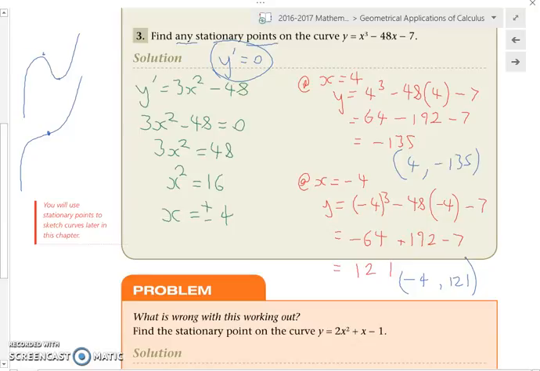Is that okay? Don't forget, when you get to this stage, once you've subbed in, calculator. Okay? Not a dirty word. Calculator.